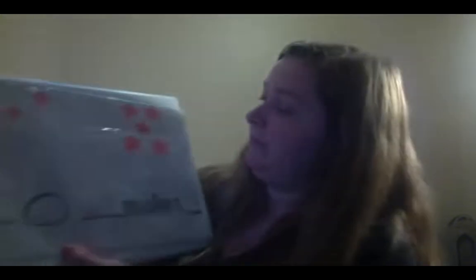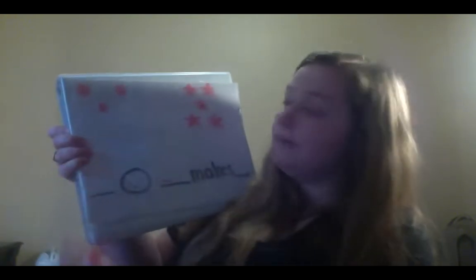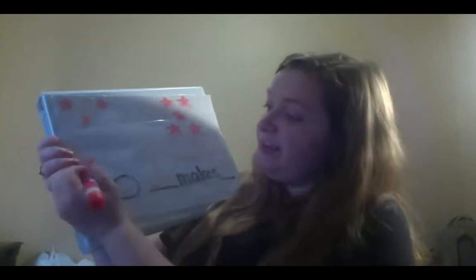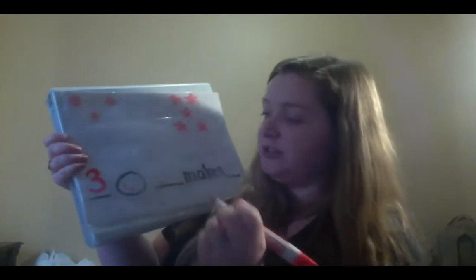All right. So let's look. How many dots do I have? Let's count. 1, 2, 3. So I got 3. What's the special thing that goes in the circle?